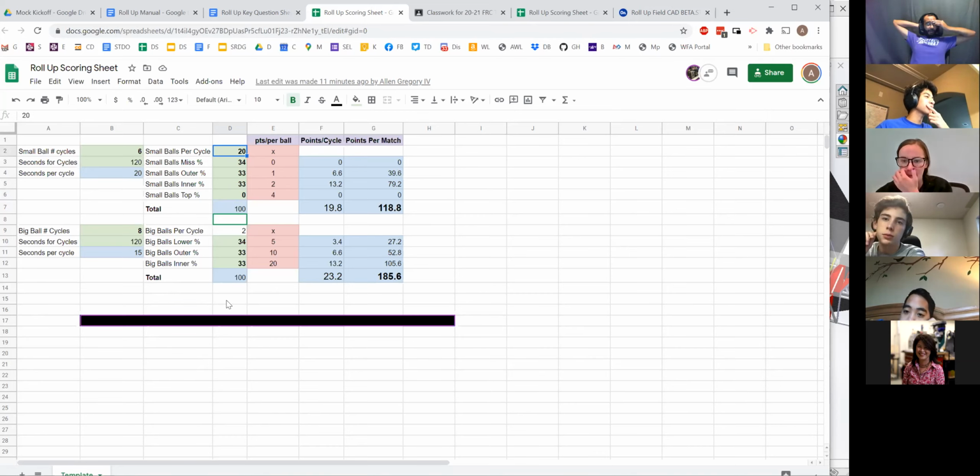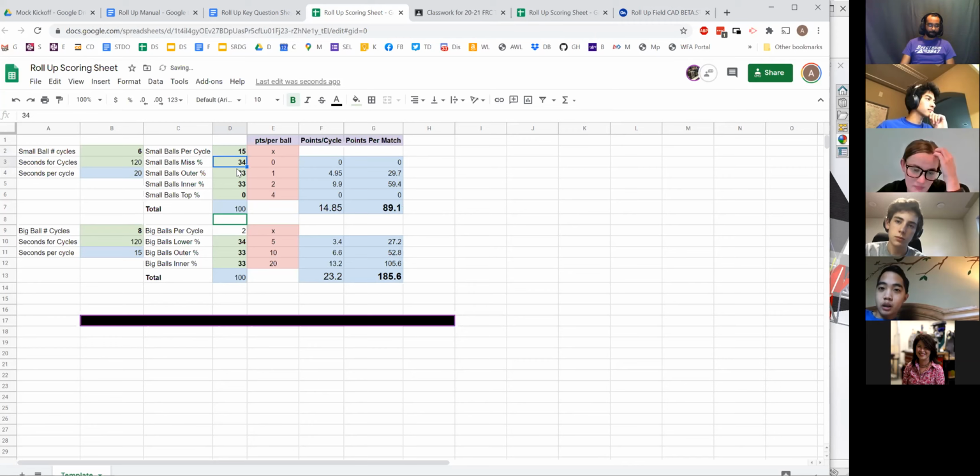Interesting. You try putting small balls per cycle down to 15. Yeah, ideally it'd be 15 to 20, because we try and hold 10 in auto, so you probably want a little more than that. So 15 to 20 would be reasonable. Sure, you can definitely do that. So that's a potential thing.